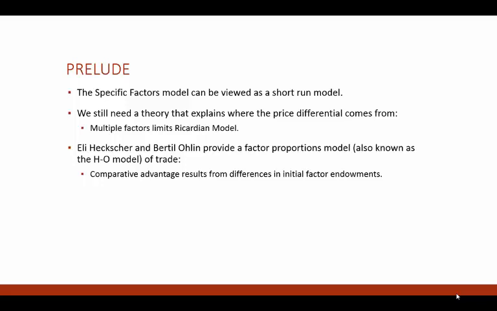This model we'll be looking at, the HO model, does not assume any factor specificity. As a result, it could be considered as a long-run version of the specific factors model. However, the dynamics that drive comparative advantage here are different. In this model developed by economists Eli Heckscher and Bertil Ohlin, comparative advantage results from the differences in initial factor endowments across countries.